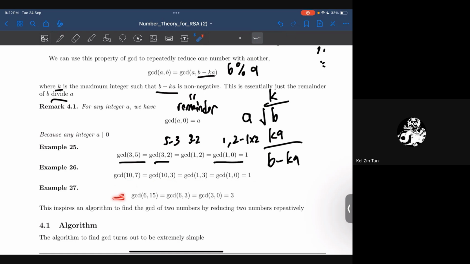So for 6 and 15, for example, we know that 6 is 3 multiplied by 2, and 15 is 3 multiplied by 5. So the greatest common divisor here is 3. And then you can also walk through the process and this will become 3.